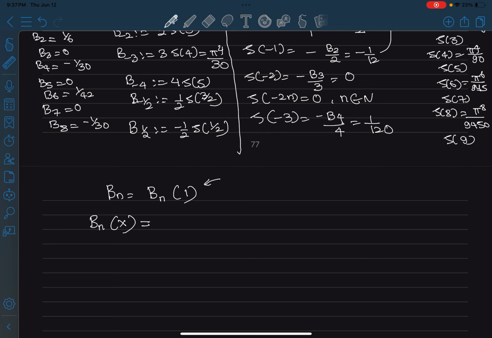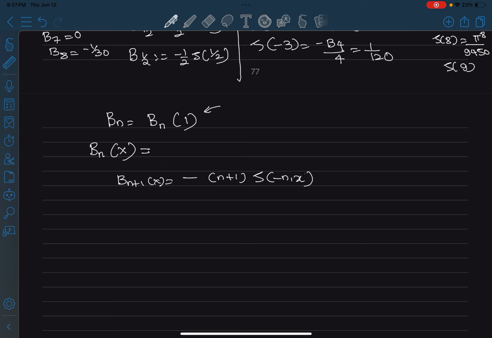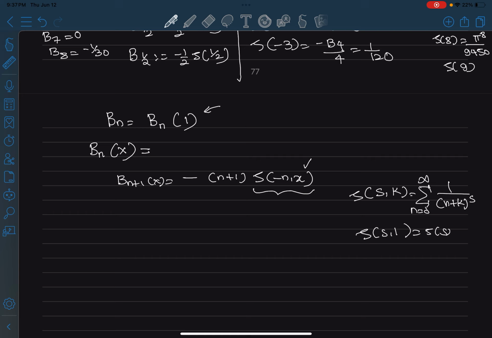Let me show you how it's defined. So Bernoulli function subscript n plus 1 of x is defined as negative n plus 1 times zeta of minus n comma x, right? And if you put x as 1, this is the Hurwitz zeta function. Basically this means, let's say if I have s and k, this means the sum from n equals 0 to infinity of 1 by (n plus k) to the power s. So this is what it means, right? And if k is 1, this Hurwitz zeta function just becomes the normal zeta function. So when x is 1, this becomes the normal Bernoulli number.